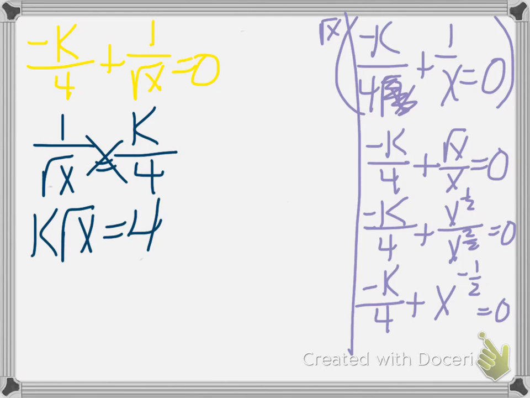If I just looked at my notes, I wouldn't have these problems. And then I divide both sides by k, because the way you solve a radical equation is by isolating the radical. So I divide both sides by k.